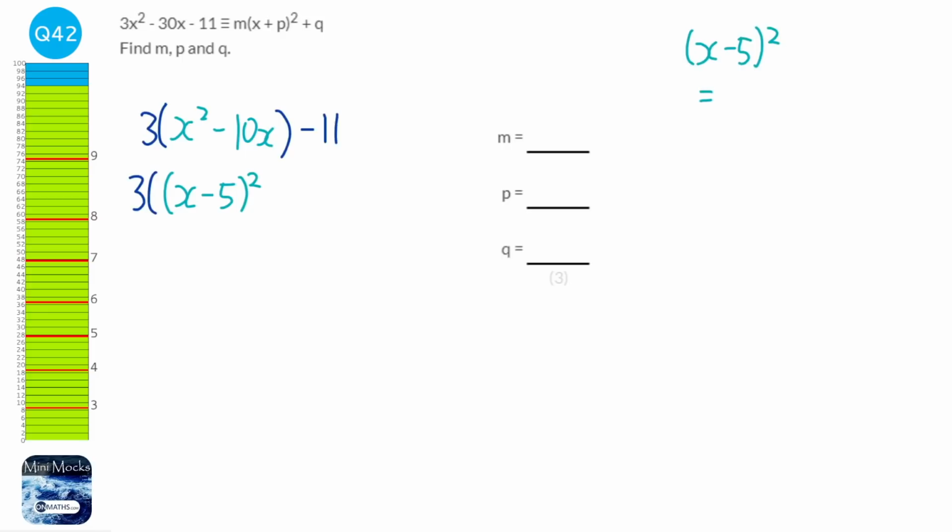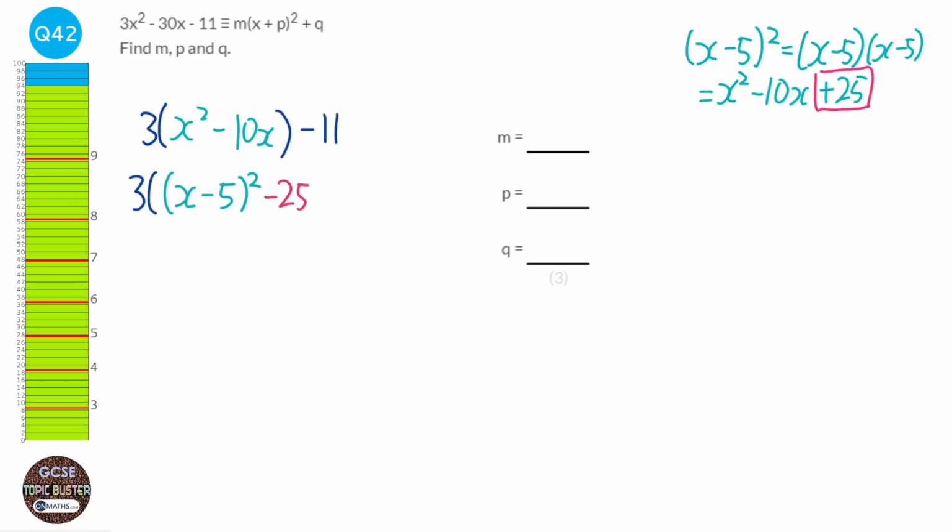So x minus 5 times x minus 5. So we get x squared minus 10x plus 25. So notice here, it creates this plus 25, which we've got to deal with. And we deal with that by removing the 25, which we do here. Close brackets, minus 11. So the blue parts haven't changed. The turquoise parts are the completing the square bit, but the minus 25 just removes that 25 that the x minus 5 squared brackets create.